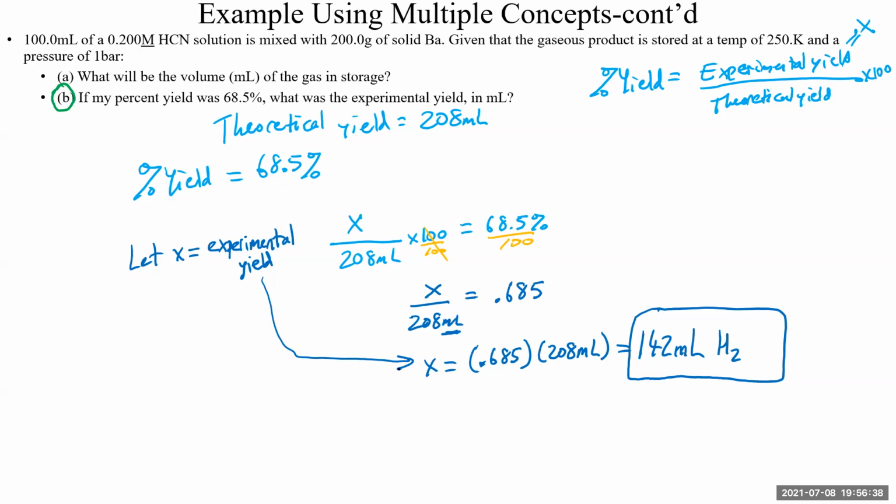So out of a possible 208 milliliters, in real life, whoever was doing this reaction only managed to make 142 out of that 208. That's fine, that's what happens sometimes. Maybe some of it escaped, maybe not all the barium reacted, or whichever one was the limiting reactant. Who knows? Maybe not all of the hydrogen cyanide reacted. Maybe the hydrogen cyanide got out and everybody choked to death. I don't know, because hydrogen cyanide is a deadly poison.